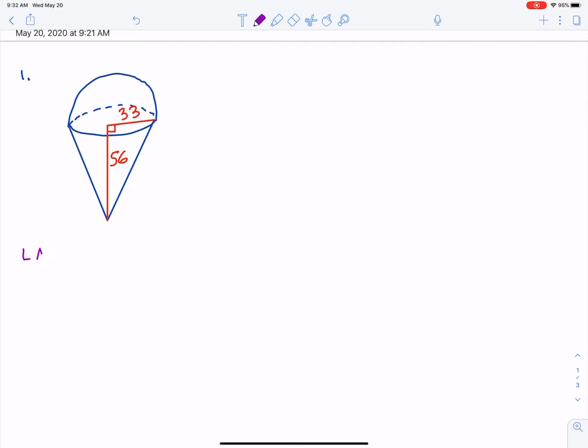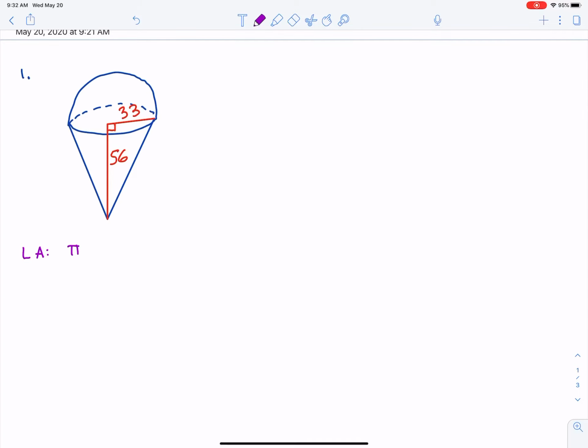So I've got my lateral area of my cone, which I think you'd agree our formula is pi r L, where L is the slant height. And then I have the hemisphere. I'm just going to put down hemi. And that formula is, if a sphere is 4 pi r squared, half of it would be 2 pi r squared. So 2 pi r squared. Okay, so first off, I need to figure out what L is.